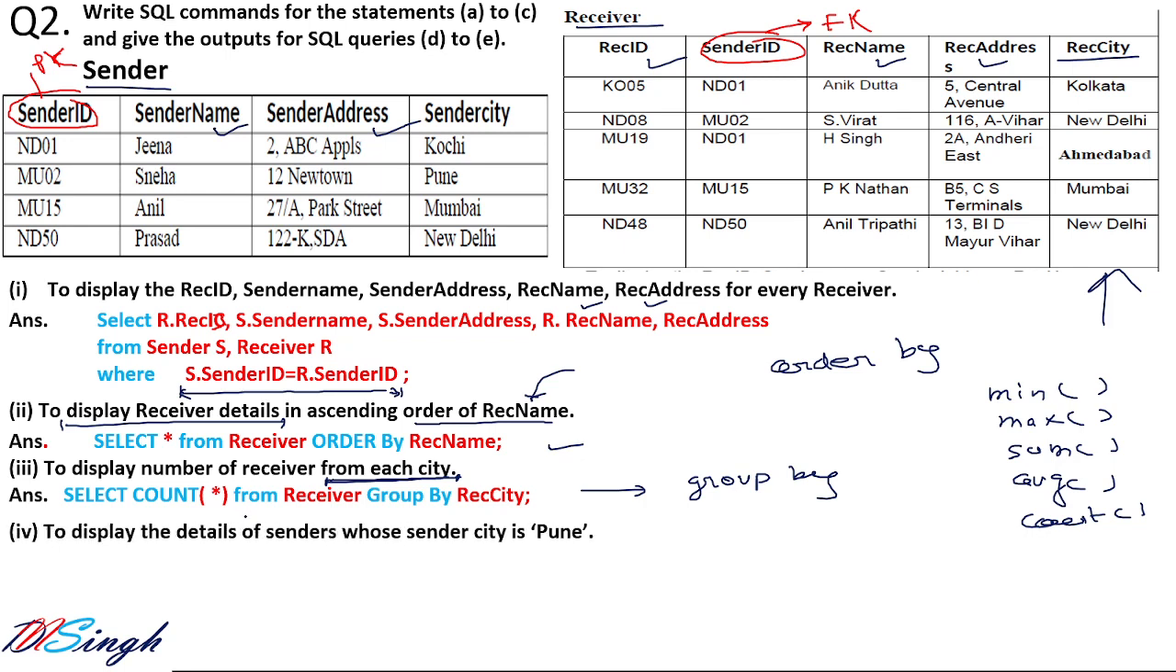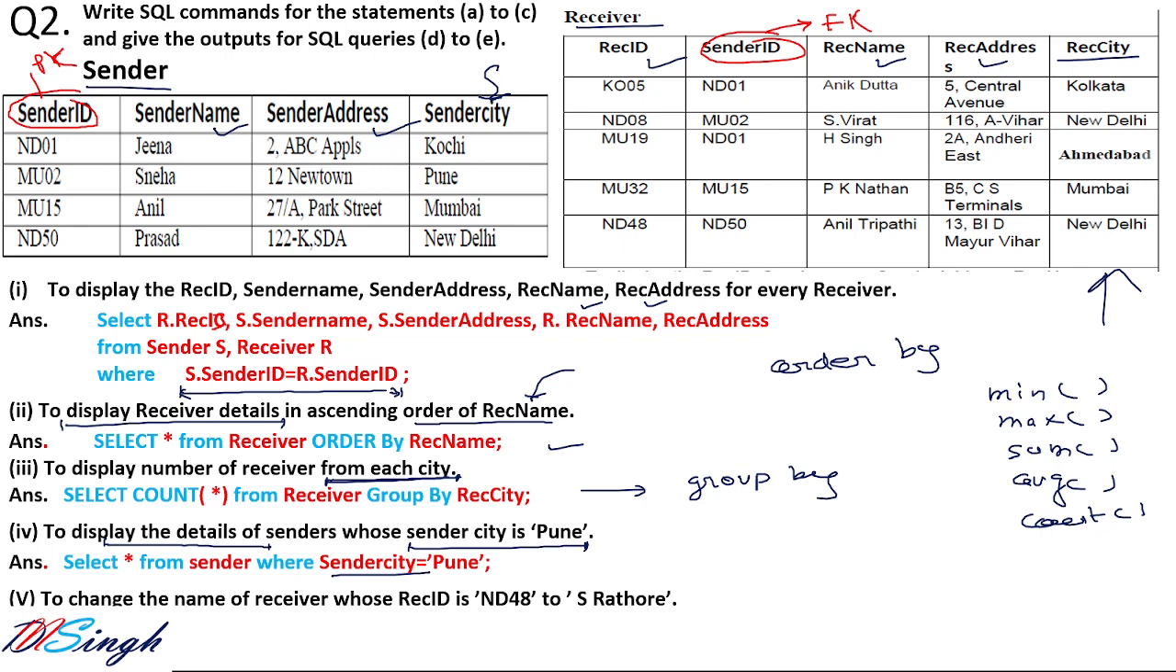Let us move to the next question. To display the details of the sender whose sender city is Pune. Now we have to compare that city should be Pune. Select star from sender where city equal to Pune, because we want all the details. There is no specification about which columns we want. The only condition is to display the details of only those senders who have city as Pune. Sender city is the name of the column as per the table. Remember, all the column names we will write as per the column header.